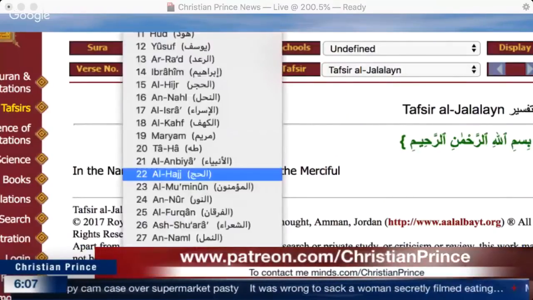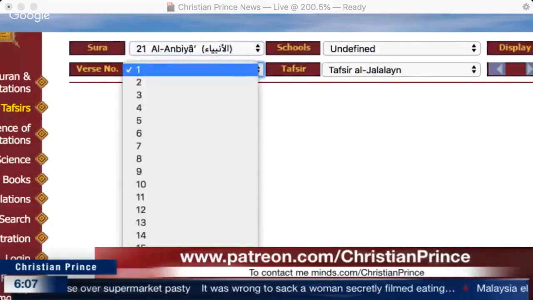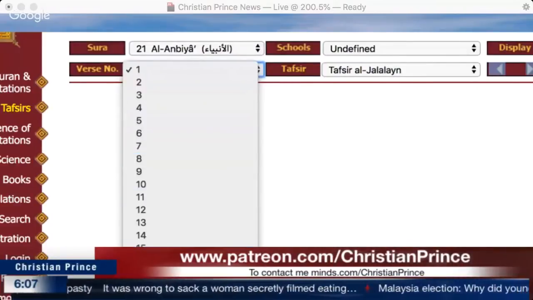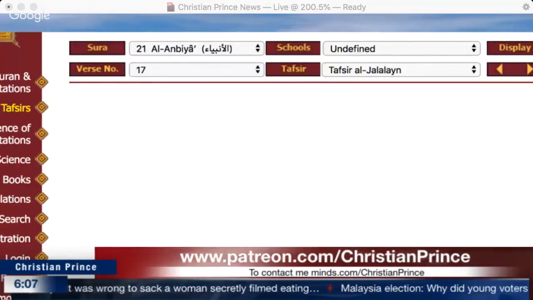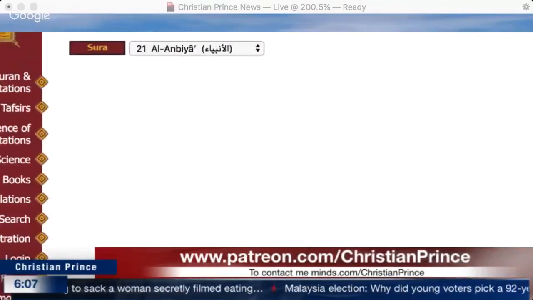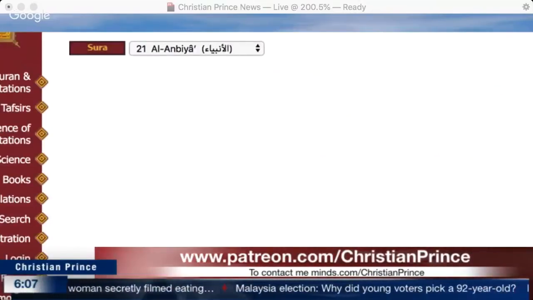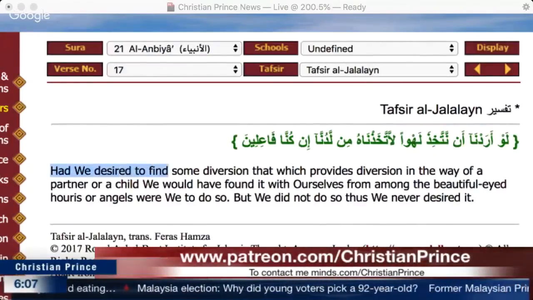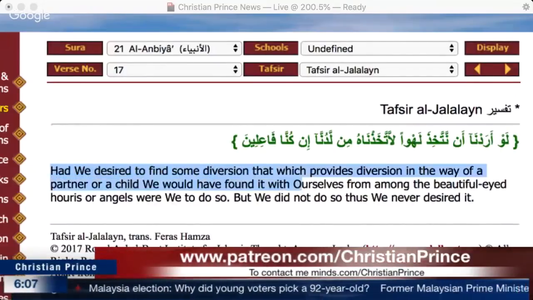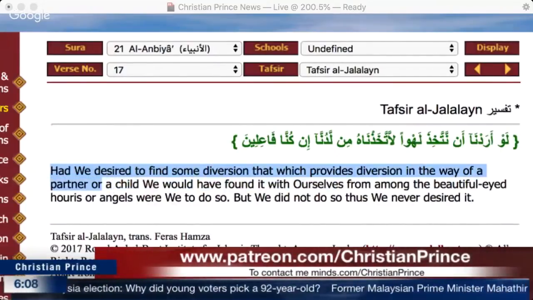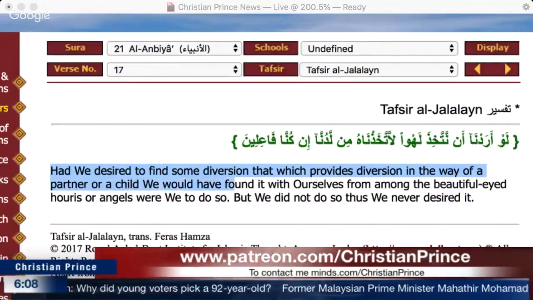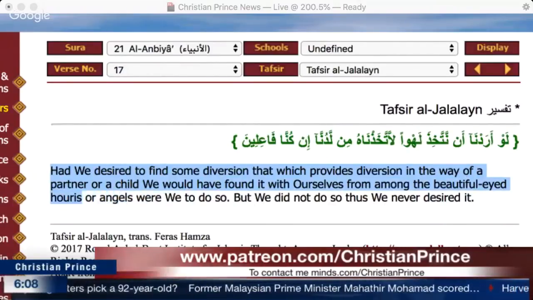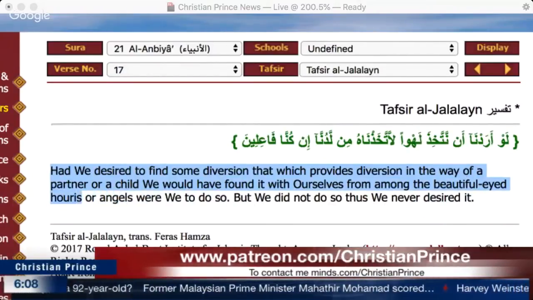Or maybe this could have an understanding: Allah could make something for himself. Some words appear, for somebody who doesn't speak Arabic, to sound the same, but they are not the same. However, here the word lahu in both chapters we are reading from is about women for fun, generally speaking. So here it says, had we desired to find some diversion, in the way of a partner or a child, we would have found it with ourselves from among the beautiful eyed houris. This is lahu, as we said, it's a female.